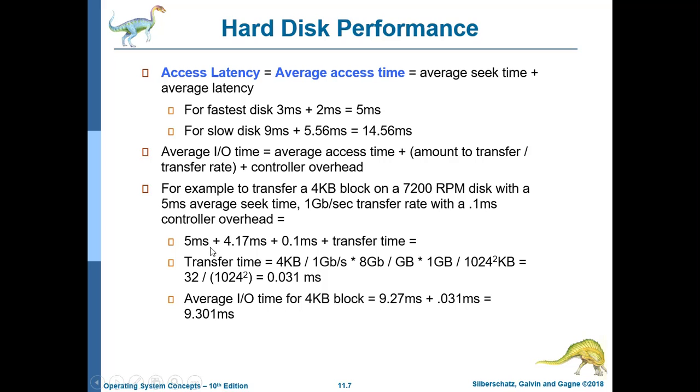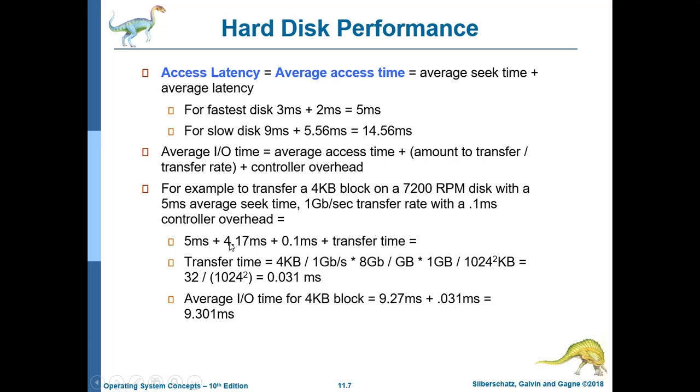So we have 5 milliseconds, which is the average seek time, plus 4.17. The 4.17 comes from the average latency of the 7,200 RPM disk. Then we add the controller overhead of 0.1 plus the transfer time. Let's just move the values to the right, and the transfer time will be on the left side.